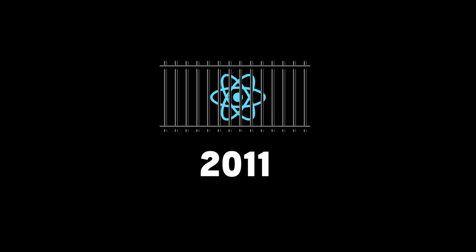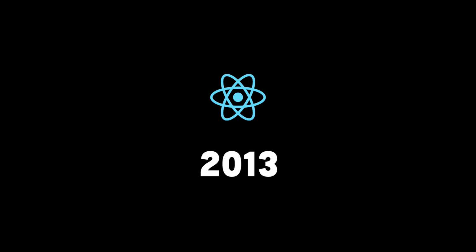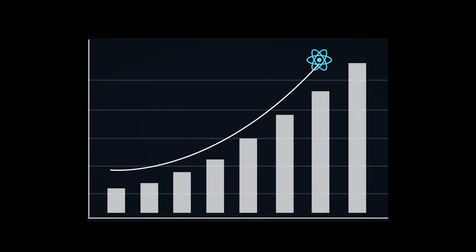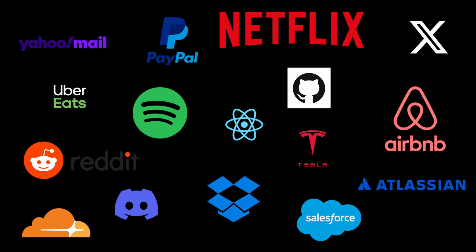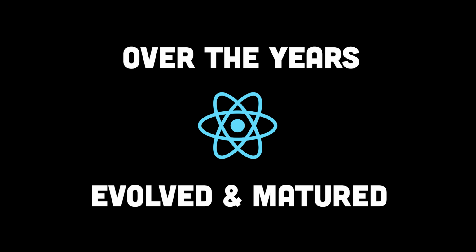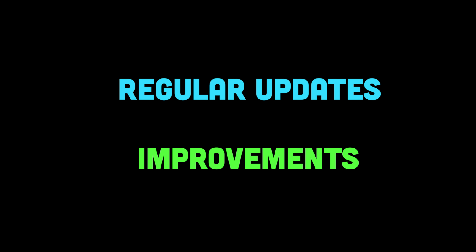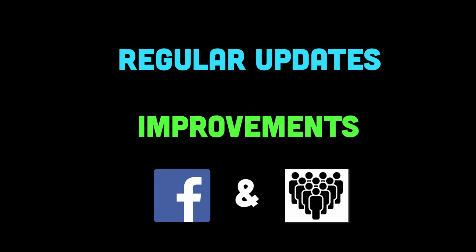Initially used only as an internal tool by Facebook from 2011, React was released to the public in 2013. It quickly climbed to the top and has since been adopted by an array of huge companies like Netflix, Spotify, and Airbnb. Over the years, React has evolved and matured, with regular updates and improvements from both Facebook and the open source community. But why was it made in the first place?